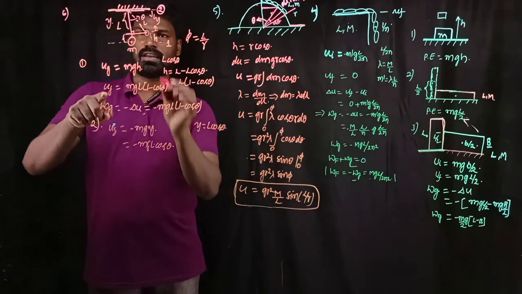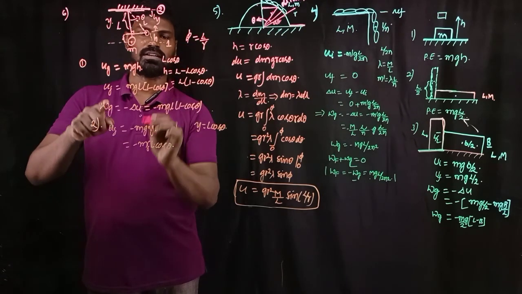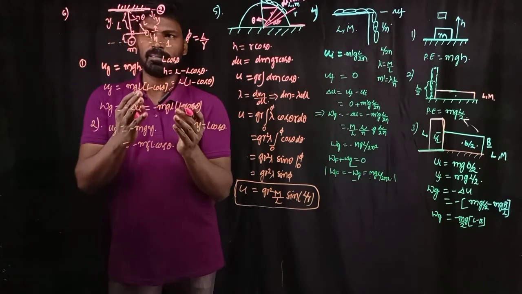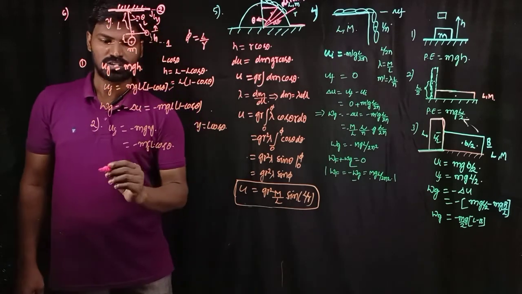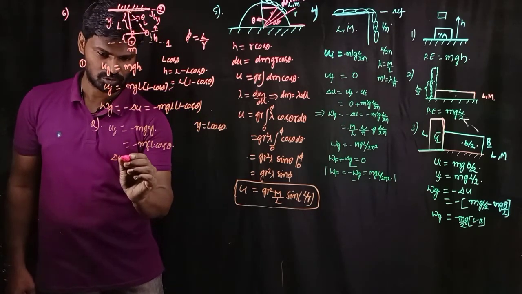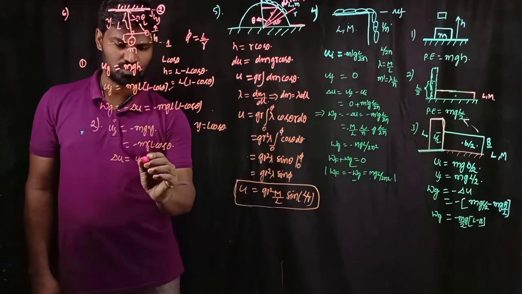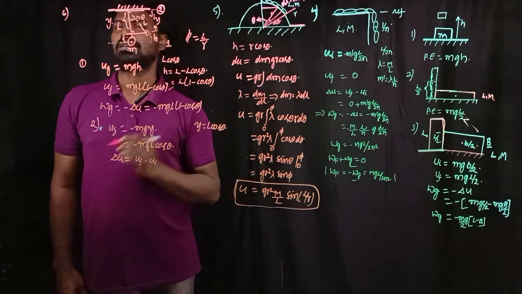Have a look at it. When you consider this horizontal line as the reference, this is the value of potential energy. When you consider the other as the reference line, this is the value. So the value of potential energy depends on the reference line. But if you calculate the change in potential energy, delta U, which is UF minus UI, the value should be the same.